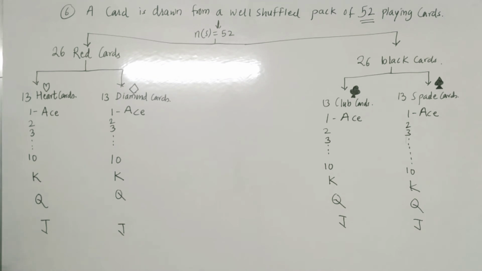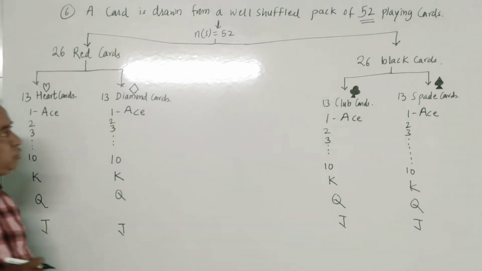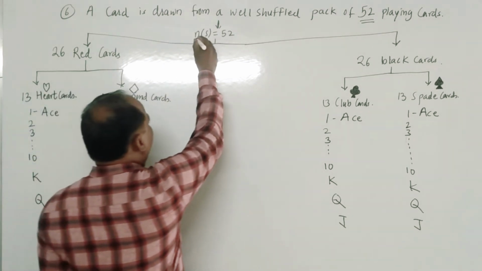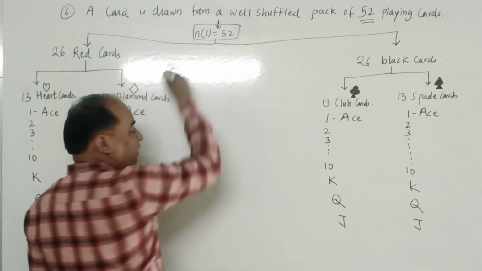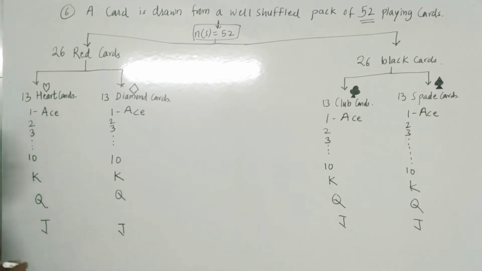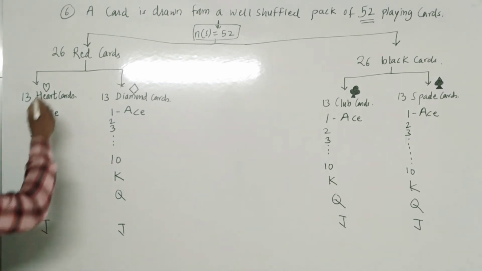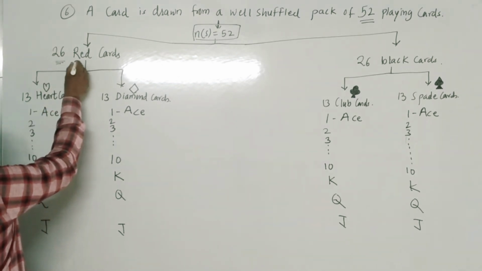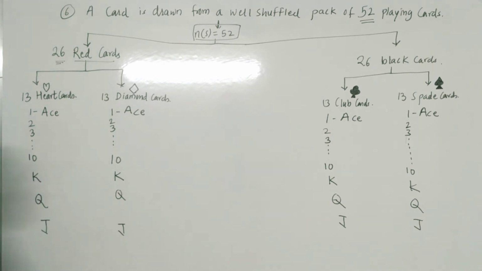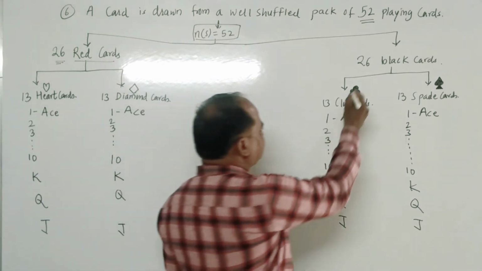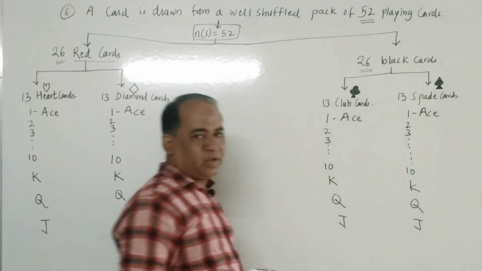Next sample space: a card is drawn from a well shuffled pack of 52 playing cards. So the total number of cards is 52. In that pack of 52 playing cards, half the number, 26, are red cards and half, that is 26, are black cards.